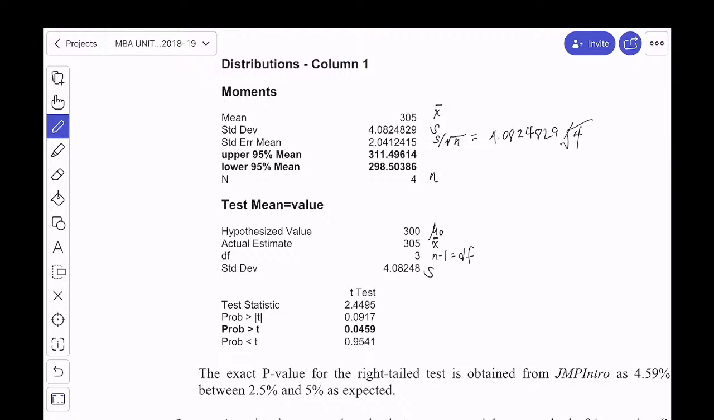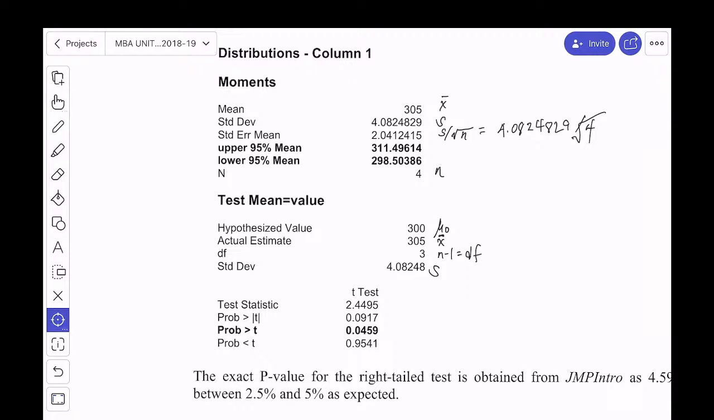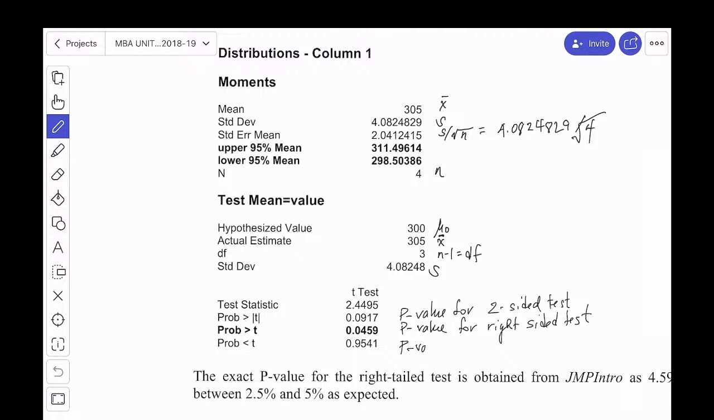And then, depending on which test you want, they give you everything. The software provides you the P values. This is the P value for the two-sided test. This is the P value for the right-sided test. And this is the P value if it was a left-sided test.